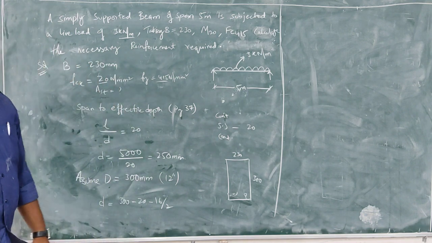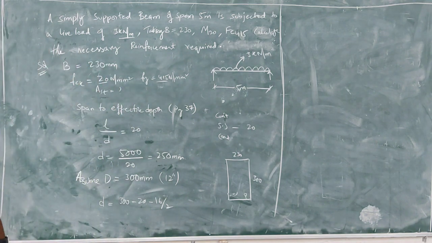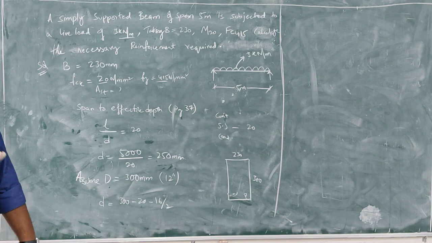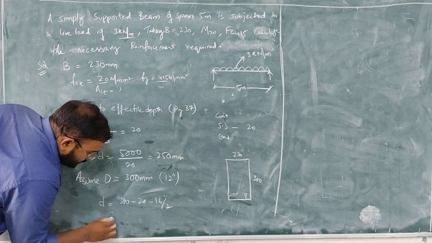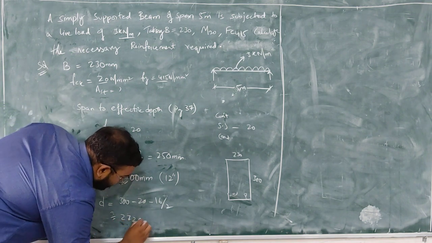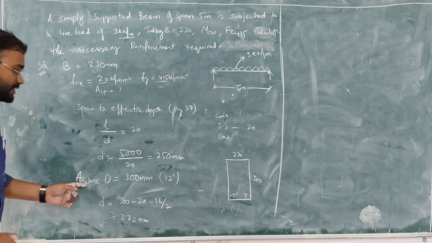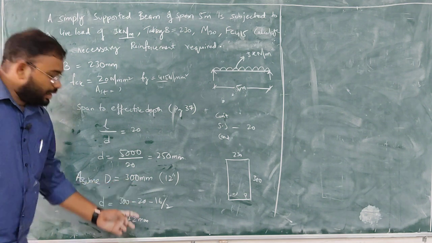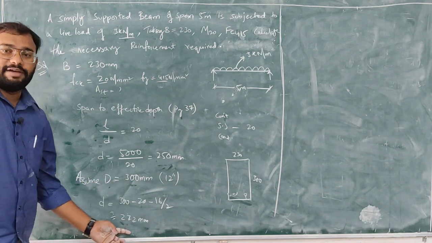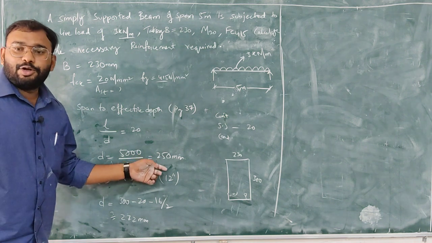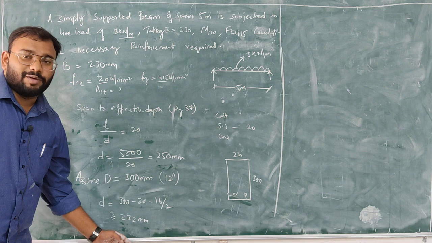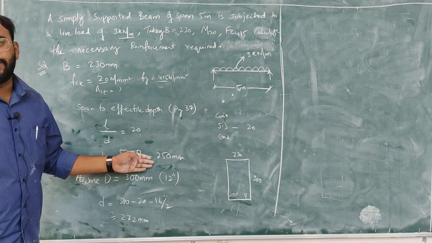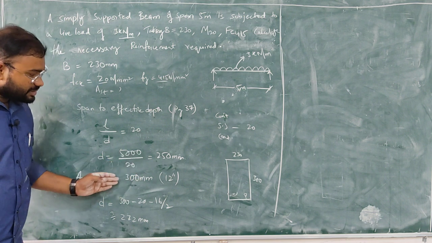So 16 by 2. All this is based on assumptions. Whatever values are not given to you, you need to assume. Remember this. So this is equal to 272 mm. Now we assumed 300 mm overall, and how much small d did we get? 272. Now this is more than 250, so the condition is satisfied. If you provide 272 as the depth, it will not fail in deflection. So assume such a value.